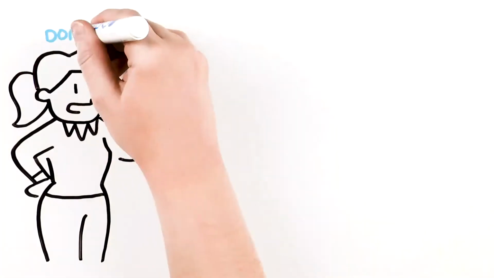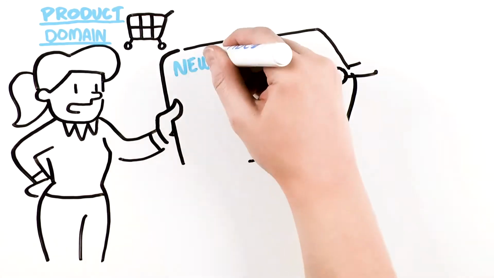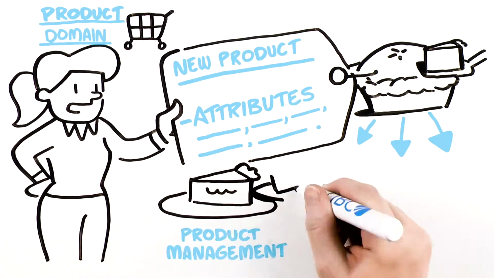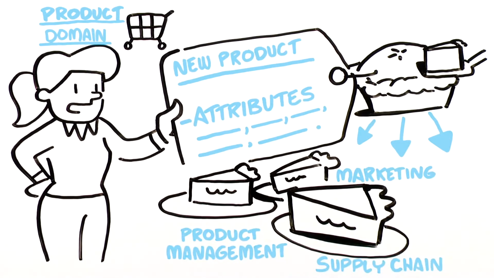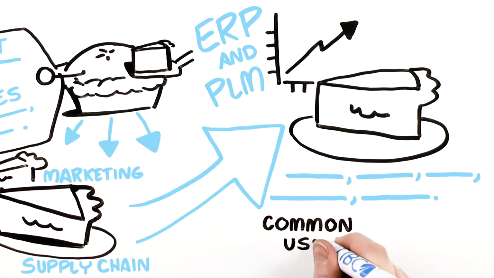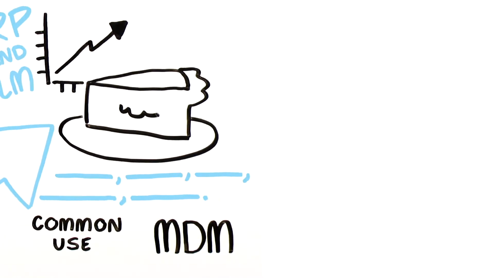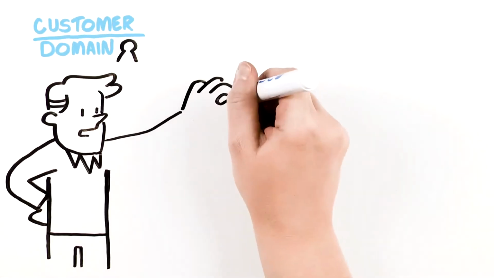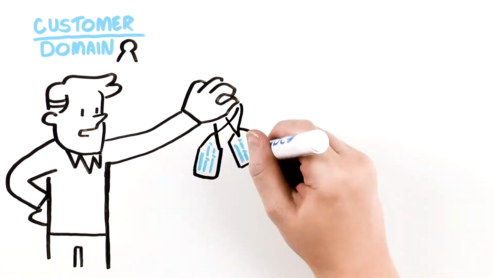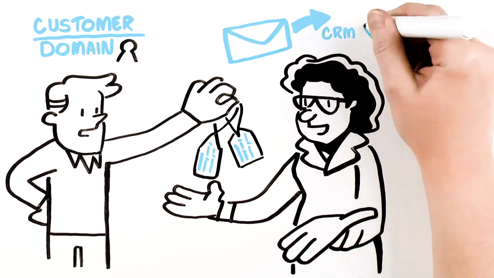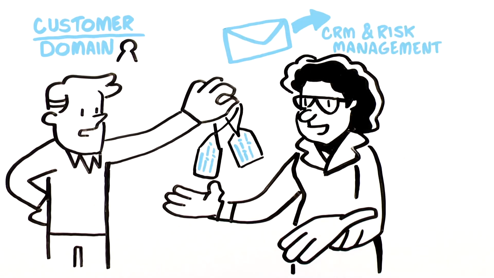Now let's look at each domain, starting with the product category. Identifiers and attributes of the new product are often shared among product management, marketing, and supply chain teams. Then that information is shared with systems such as ERP and PLM, a common use case for MDM. Then, looking at the customer category, enterprise sales teams can share identifiers and attributes about customers with the finance department. That information is then pushed out to the CRM and risk management systems.